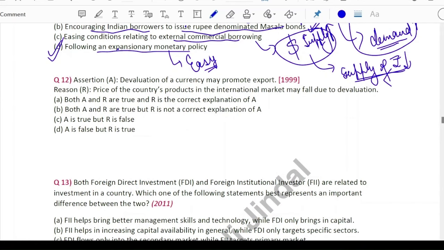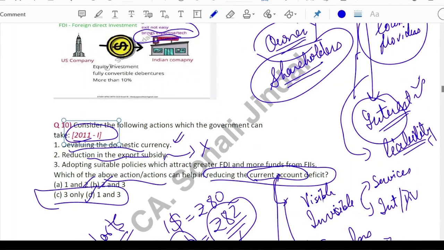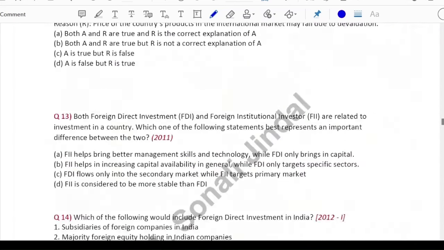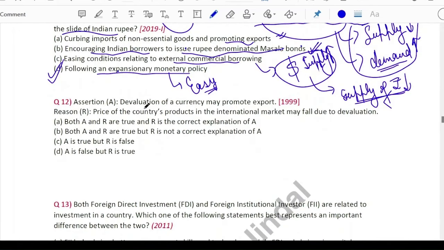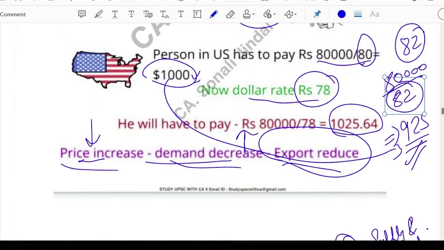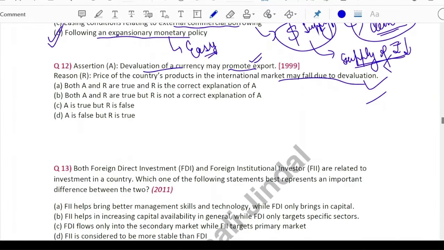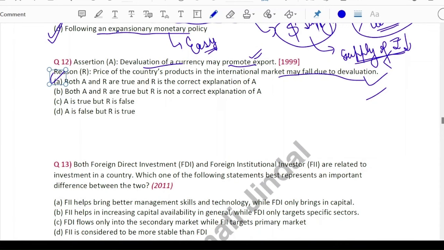This is also a repeated question we have done in 2011. Similar question was asked in 99. Devaluation of currency may promote export. Yes, we have done. Price of the country's products in the international market may fall due to the devaluation. See, this is the example. If the price of the dollar increased to 82, then price in the US will decrease from the 1000 to 925. It will increase the exports. So answer is A. Both A and R are true and R is the correct explanation of A.